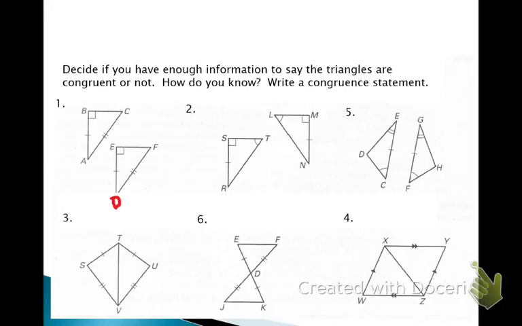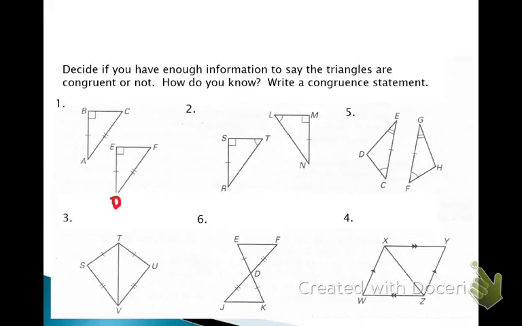Anytime you have a right triangle, that should clue you in. Oh, I've got to test to see if it works for hypotenuse, leg. Sometimes it'll be side. If it's two legs and an angle, in the right angle, it might be side, angle, side. But most of the time, if it's a right triangle, it's going to be hypotenuse, leg.